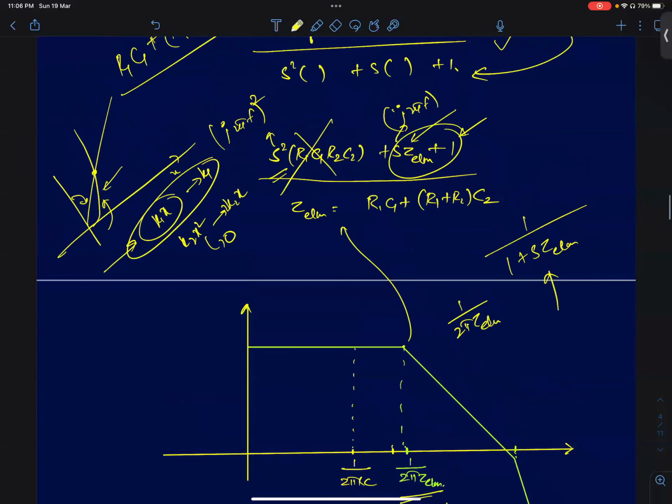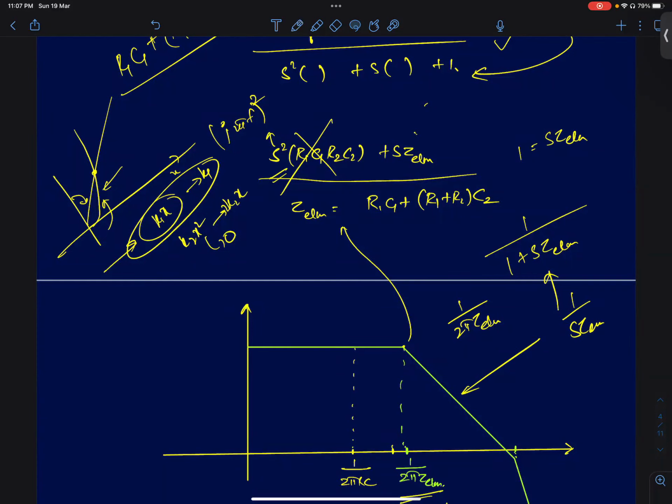After this frequency, you just equate 1 equal to s into tau Elmore. At that point, the second term will become equal to 1. After that, this term will start becoming larger than 1, so you can ignore 1 after that. Then the transfer function will become 1 by s into tau Elmore. So that's what is shown. It will be a first order response, and it will keep on decaying.